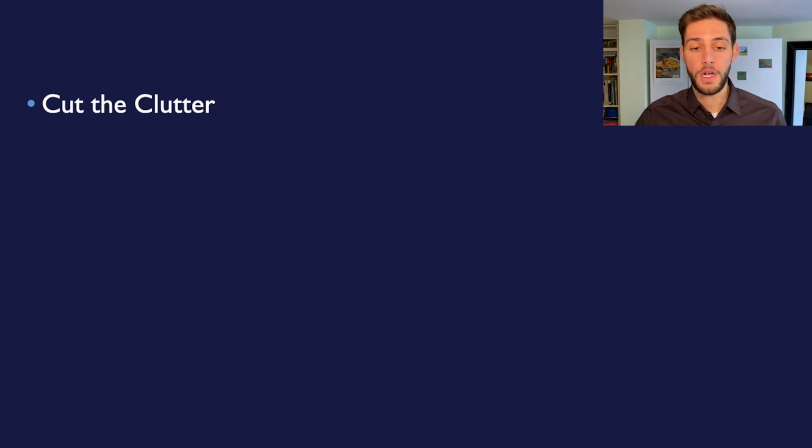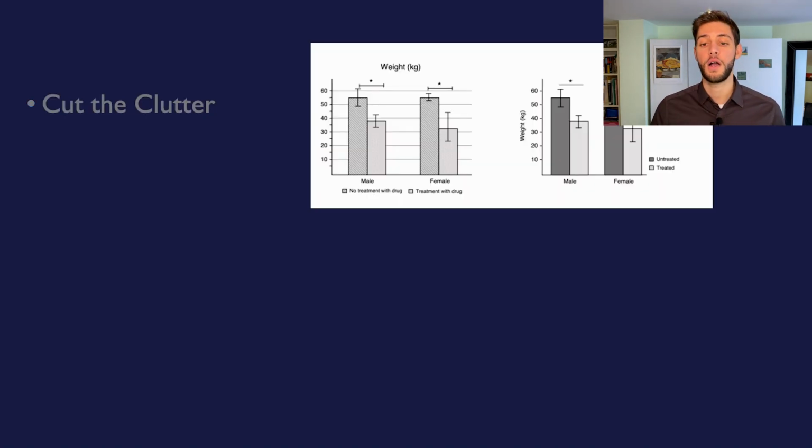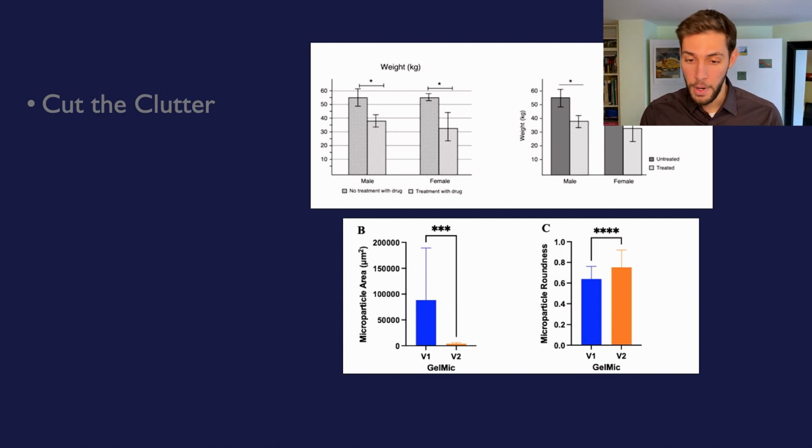So moving on, cut the clutter. Example. So we have our bar charts here, and then you don't want the left one. You want a bar chart like your right one. You want to remove the lines. You want to make the labels clear and the axis clear, and then you also want the titles on the axis. This is an example from my dissertation.